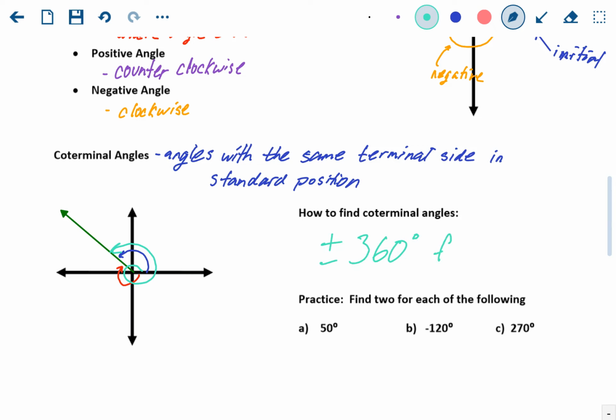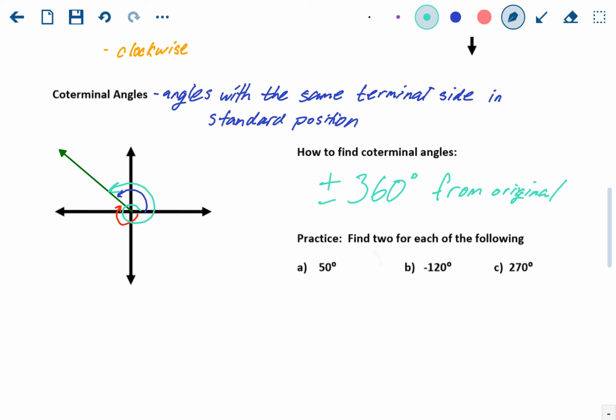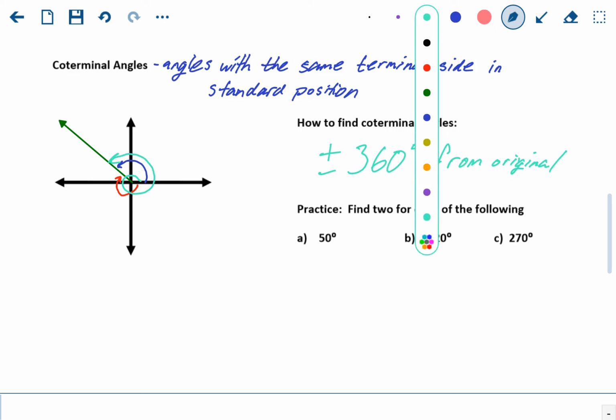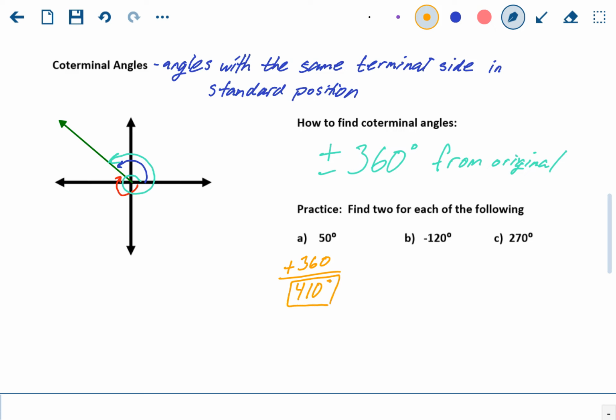So how do you find coterminal angles? Well, you go all the way around the circle. You want to add or subtract 360 degrees from whatever your angle is, from whatever you're trying to find. So for these 3 examples, we're going to add 360 to 50, gives us 410. That's one coterminal angle. Another coterminal angle would be doing 50 minus 360 to give us negative 310 degrees. All 3 of those angle measurements represent the exact same terminal side.